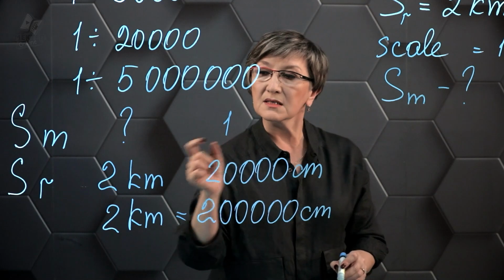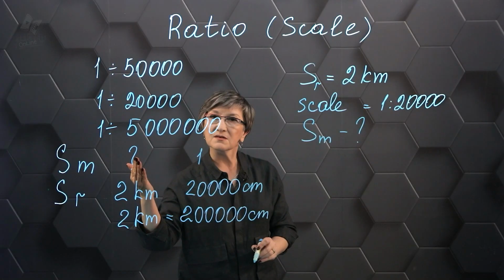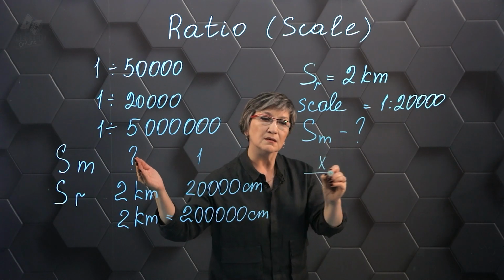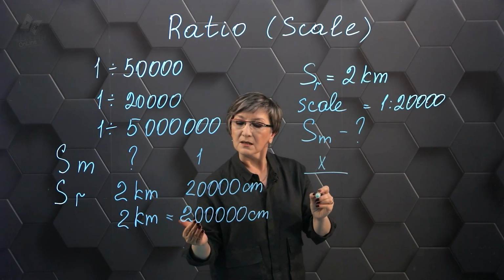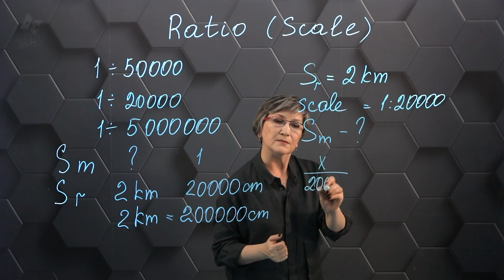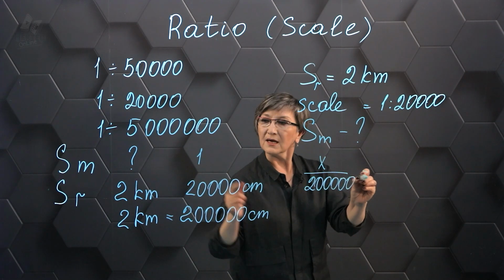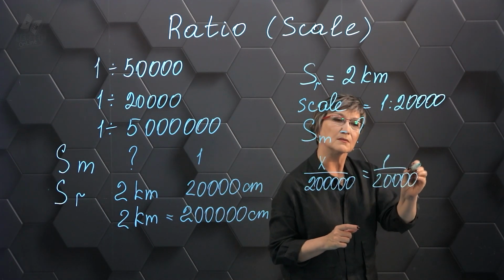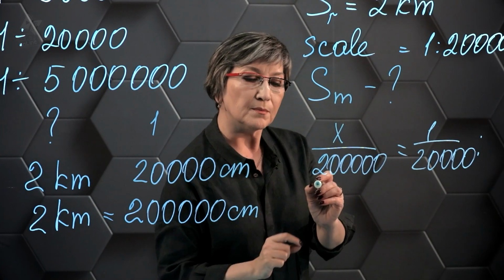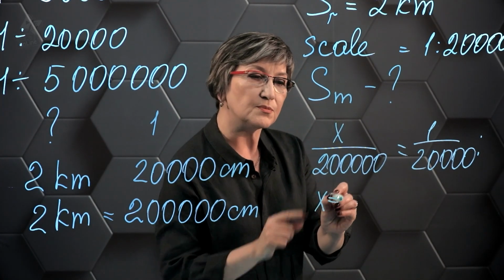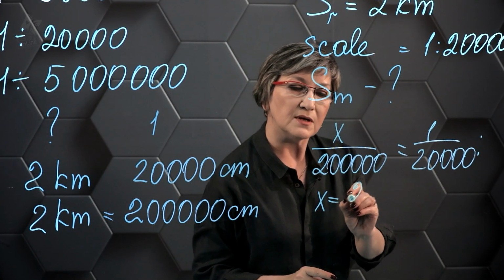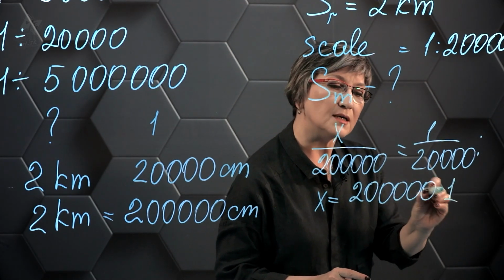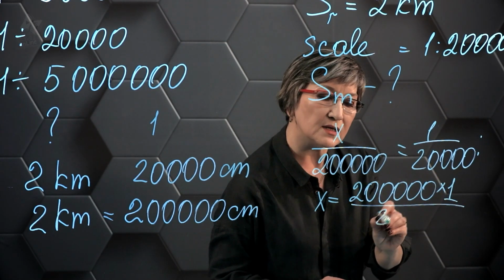And now, let's make a proportion. I'll denote the unknown quantity by x. x relates to 200,000 just as 1 relates to 20,000. Using the basic rule of proportion, I'll write x equals 200,000 times 1, and divide by 20,000.